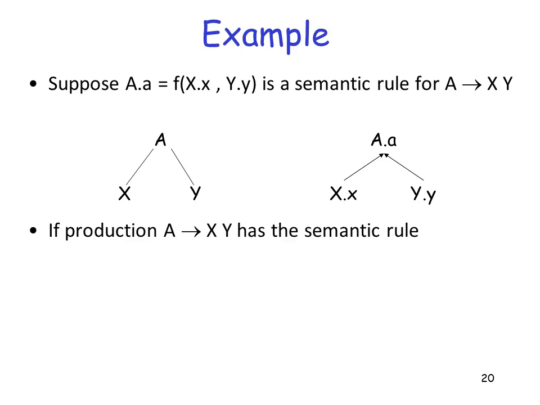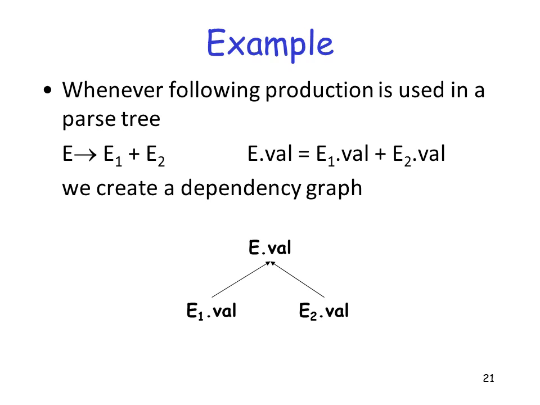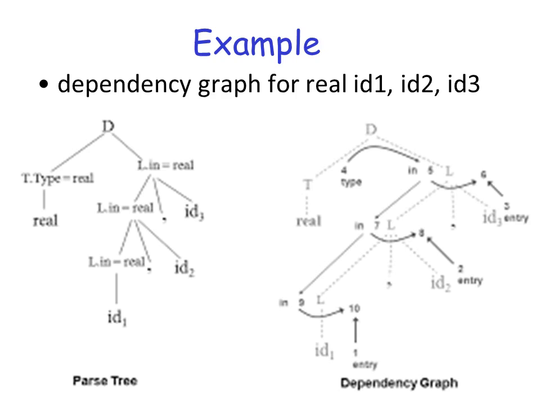If another semantic rule is x.x equal to g of a.a comma y.y, that means x is depending for its attribute on a and y. Then it will be represented using a graph where both a and y will be pointing towards x. Another example is e1 plus e2, with the val attribute e.val. e1 and e2, both of them are pointing towards e.val. Consider the example of a dependency graph.